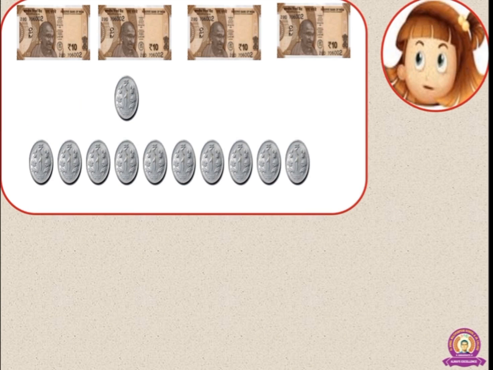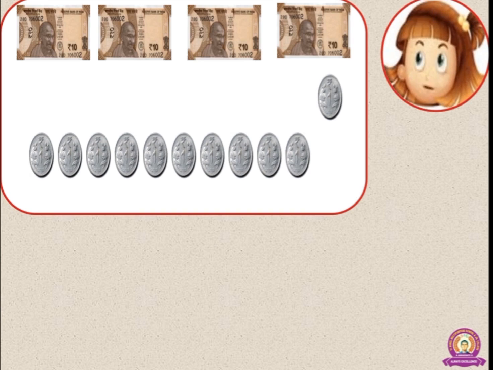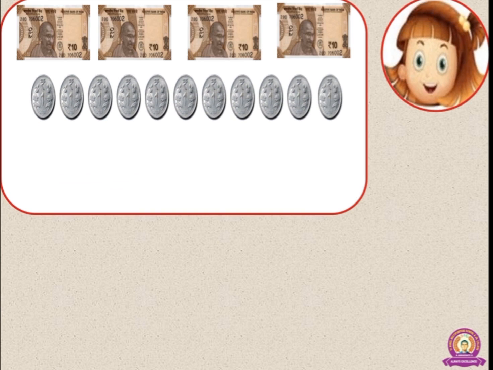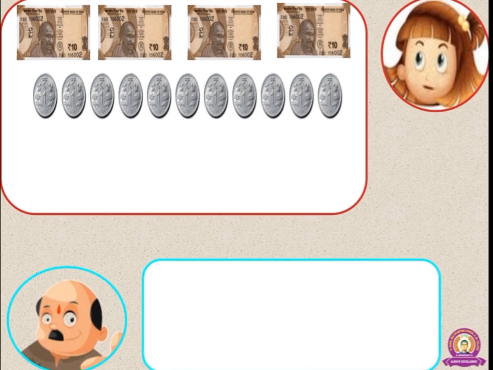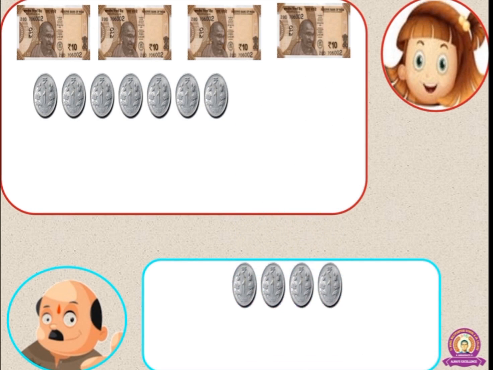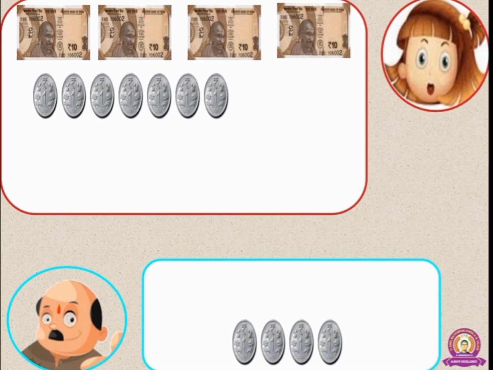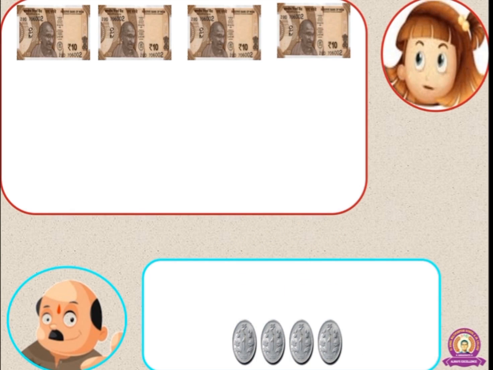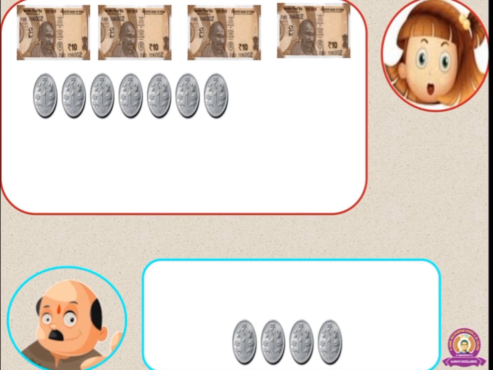Now, I have 4 10 rupee notes, and the 1 rupee that I already had along with the 10 1 rupee coins together makes 11 rupees. I shall give 4 1 rupee coins from the 11 1 rupee coins. Now, I have 7 1 rupee coins.